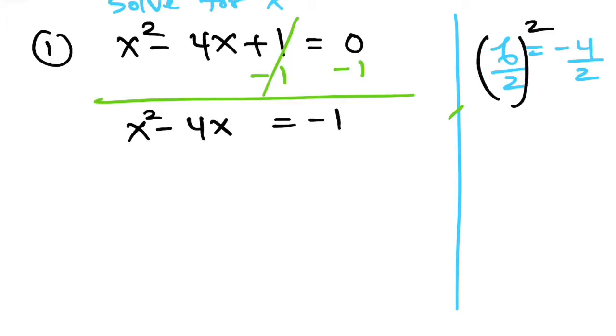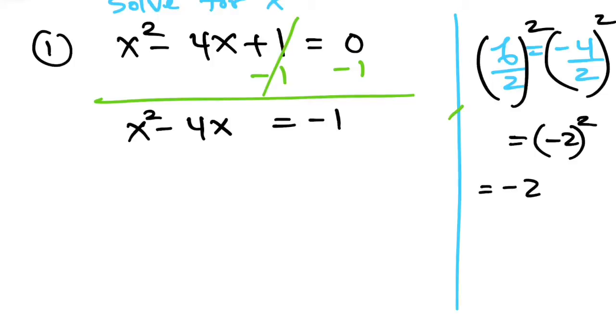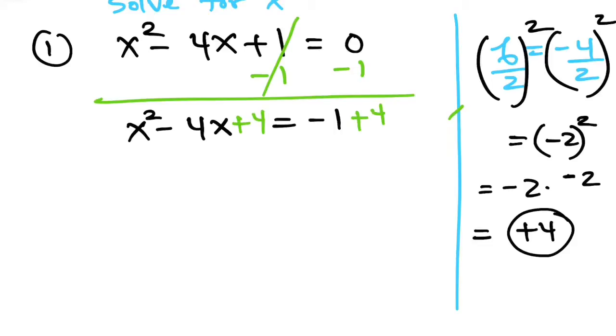Now you are going to divide the b value by 2 and you're going to square it. If we do that, we are going to get -2 whole square. Well, -2 times -2 will be +4, right? So what we want to do with that +4, we want to add that number to both sides. So I am going to add +4 to both sides. We can do that because it doesn't change the equality.